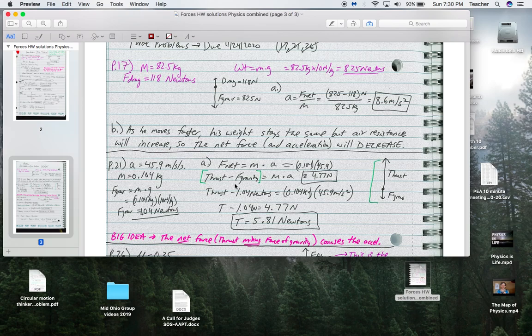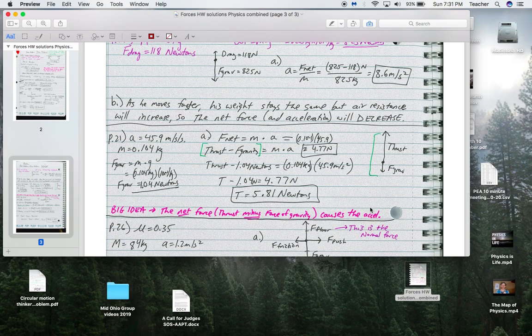So how much gravitational force do I have? Well, the weight, or gravitational force, is equal to mg. Again, I'm using 10 newtons per kilogram. I get that as 1.04 newtons. So when I plug that back into this equation, thrust minus 1.04 newtons gives me this net force of 4.77 newtons. The thrust is 5.81 newtons. In other words, the thrust has to be bigger than the net force because gravity is acting downward. So that's an important aspect of this. And the big idea there is in pink.